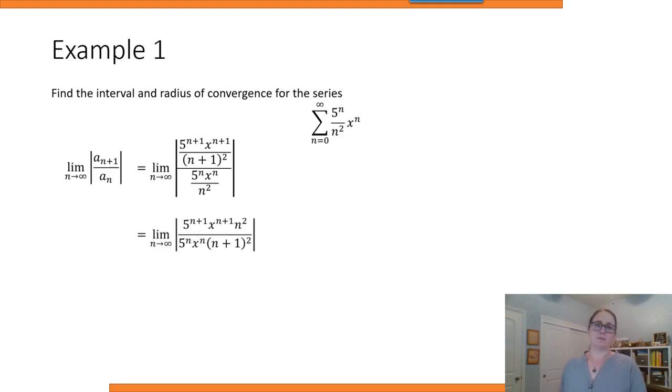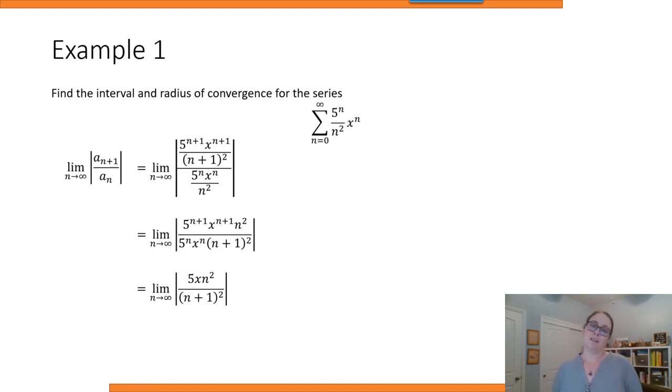Okay, so if I simplify this a little bit, I have a fraction divided by a fraction. That means I flip the bottom one and then multiply them. So the n squared ends up on the top with the 5 to the n plus 1 times x to the n plus 1. And then everything else is on the bottom. So I end up with 5 to the n, x to the n, times n plus 1 squared in the denominator. And then I can start canceling things. I've got 5 to the n on the top and bottom that'll cancel, and an x to the n that'll cancel as well. So I end up with the limit of the absolute value of 5x n squared over n plus 1 squared.